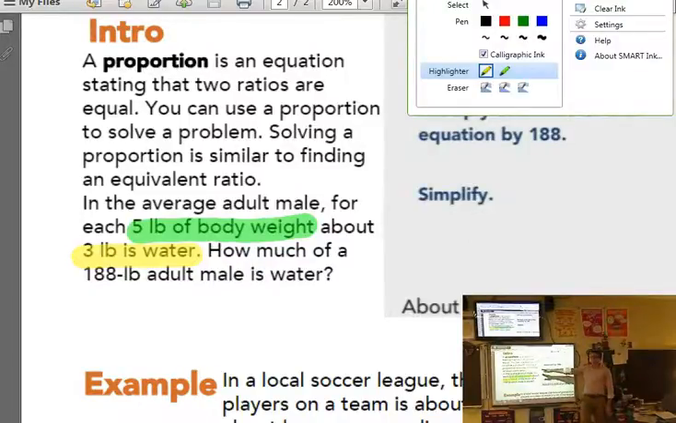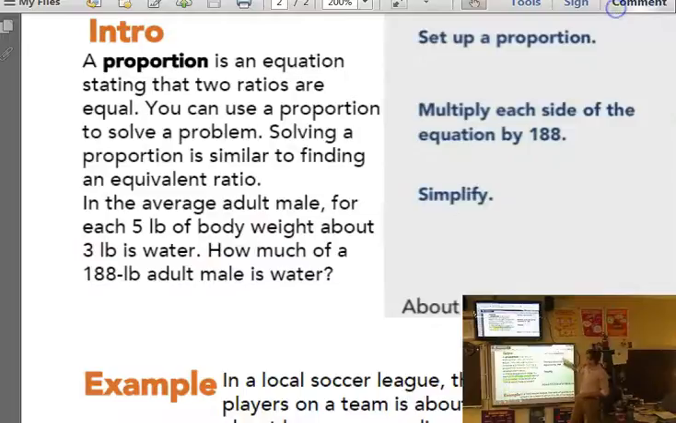So that's our ratio, that's our comparison. 3 pounds of water weight to 5 total pounds. Or we could say 2 pounds of not water weight to 3 pounds of water weight. Or we could say 2 pounds of not water weight to 5 pounds of total weight. We could set this up a few different ways, but we set it up right here.